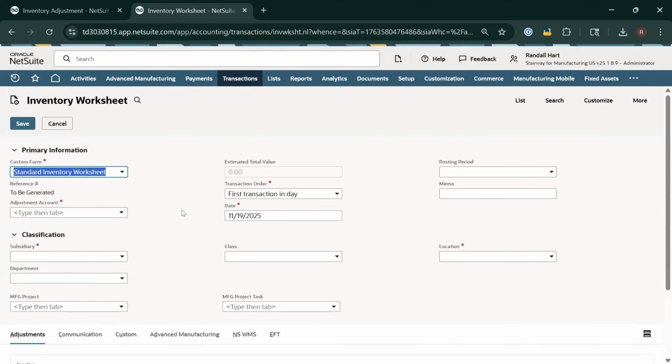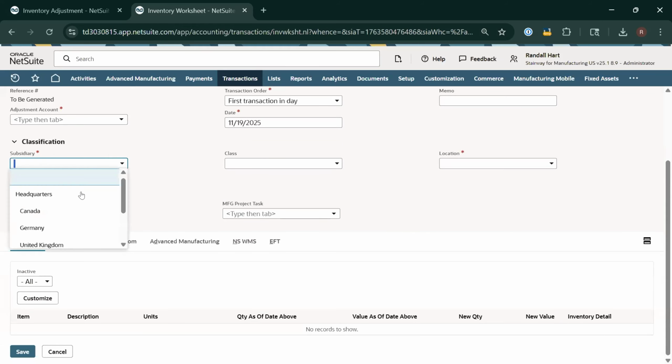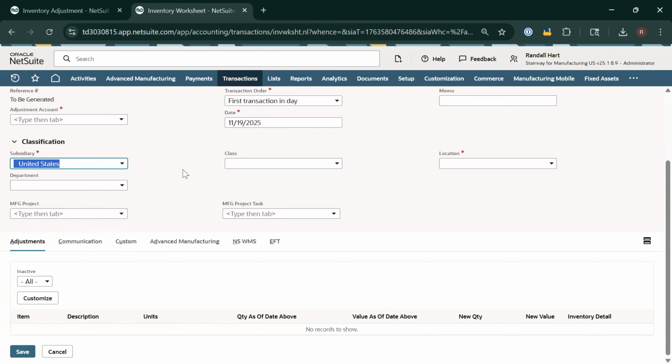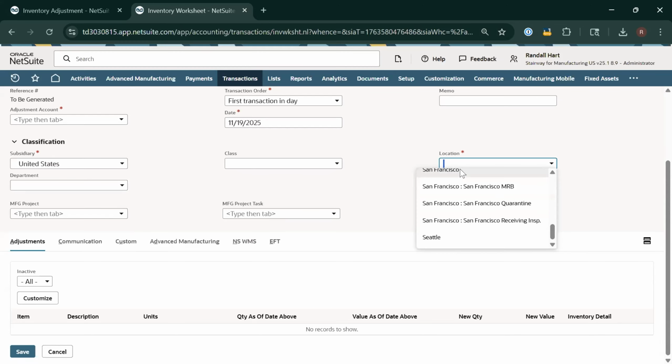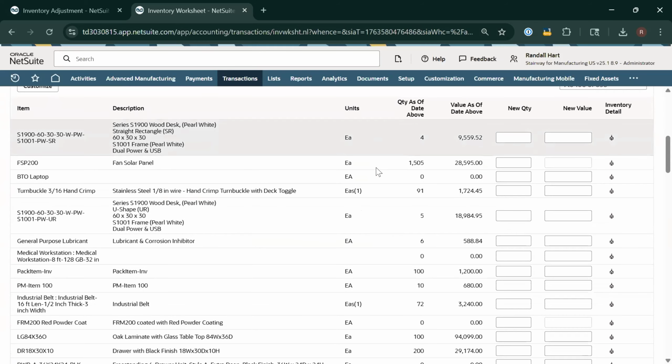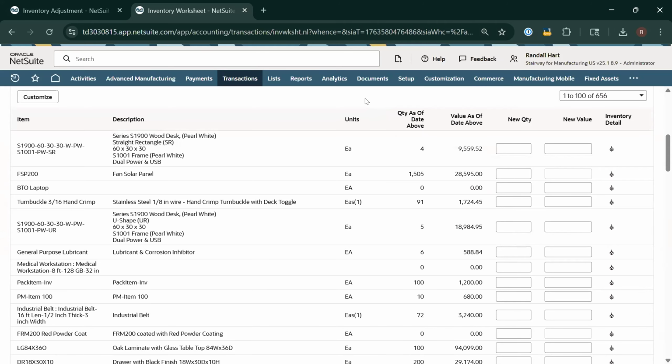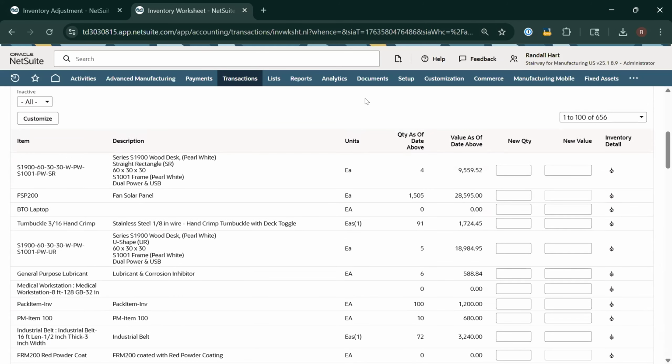The inventory adjustment worksheet is helpful when we're making a lot of changes and we don't want that full journal entry data. So for this, I'm going to show you a little bit of what it looks like. So if I choose United States and San Francisco, this is going to populate with all of my items. And you can see it's sort of simplified that line level entry that we have, where you're not adjusting the quantity up or down, you're flat changing the quantity.